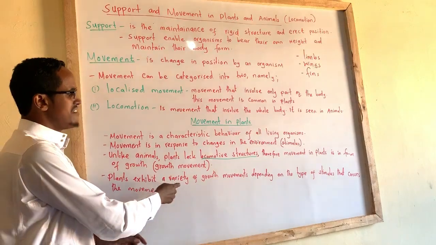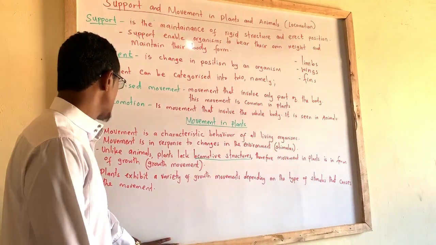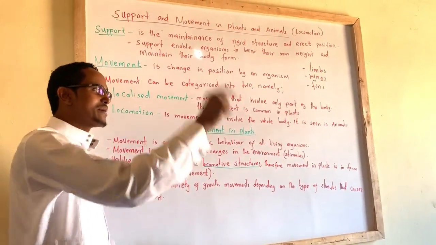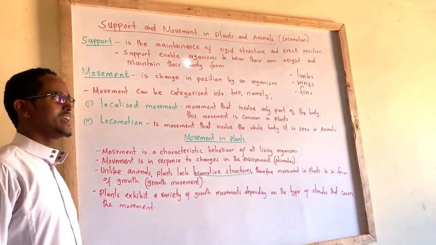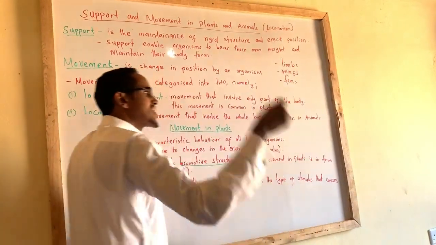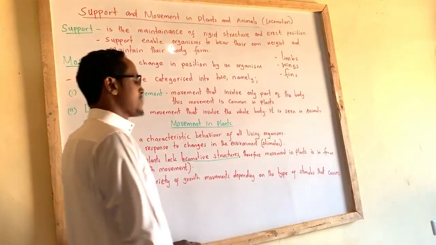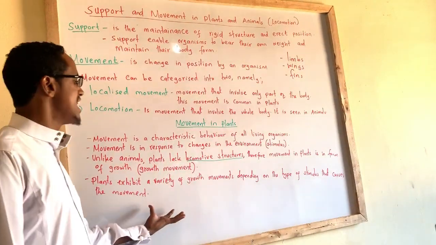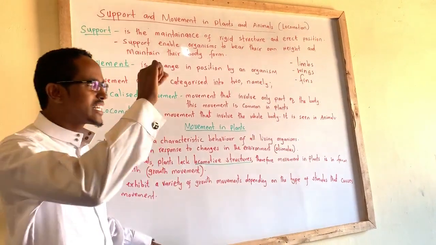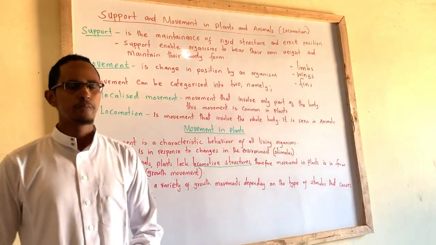Plants exhibit a variety of growth movements, depending on the type of stimulus that causes the movement. I said for a plant to move, there must be something that makes it move. Depending on the type of variation in the condition of the environment that causes this plant to move, the plant shows a variety of growth movements, depending on the nature of the stimulus.